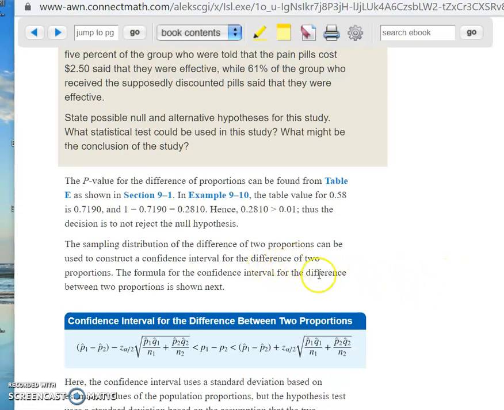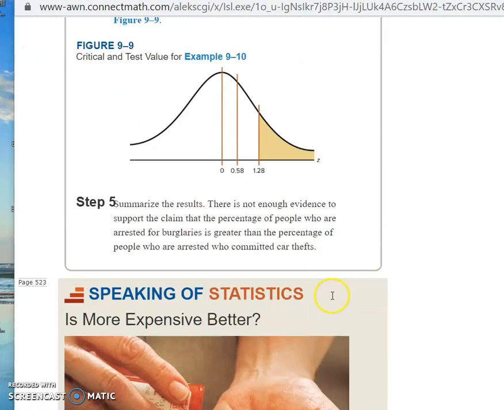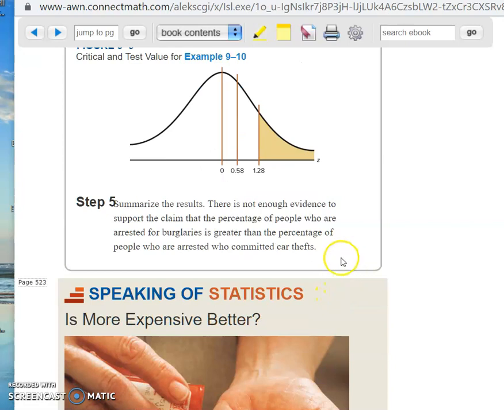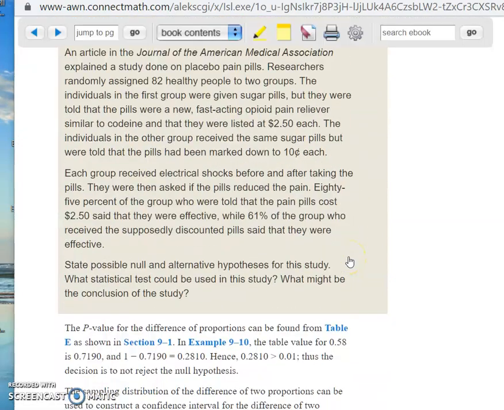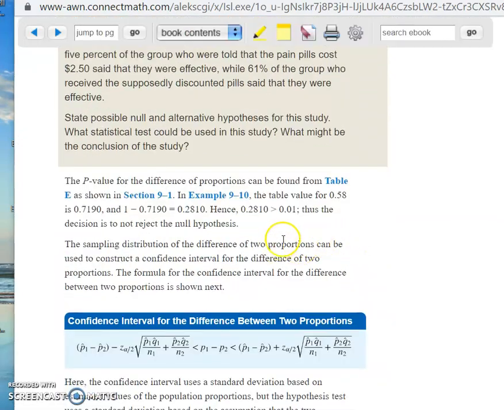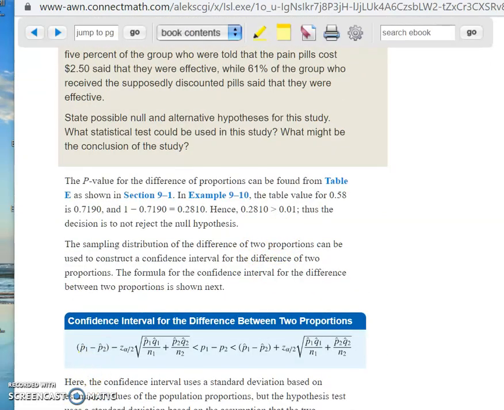So to the right of this number here is 28%. That's a very large number. It's much bigger than you'd ever get for any reasonable error. So using the p-value test, you would not reject the null hypothesis. Okay, so that's the p-value method of hypothesis testing.